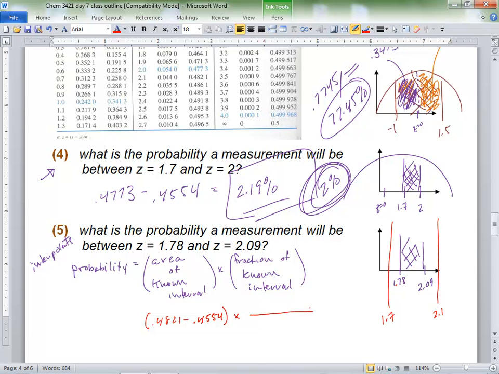Now this known interval distance is just 2.1 minus 1.7, right? Isn't that the total length? Well, all we're really going to do is mathematically find this length and divide it by that length. So 2.1 minus 1.7 is the complete length, because we want to know what fraction of that length. The numerator would be what minus what? 2.09 minus 1.78. Perfect. And that is our answer.